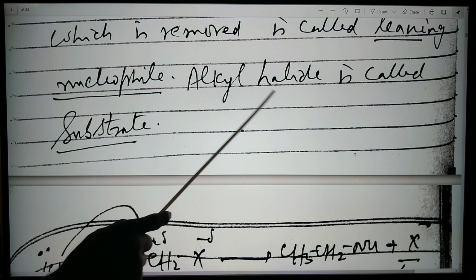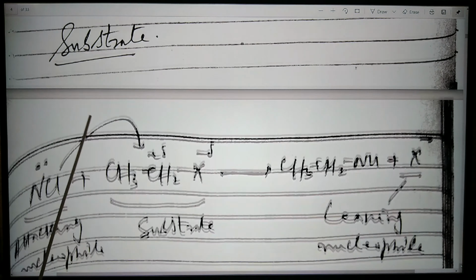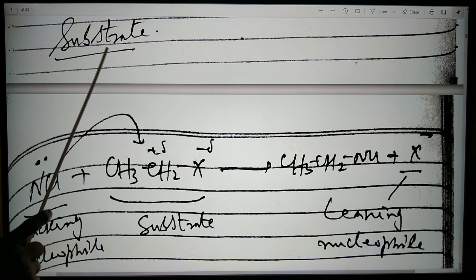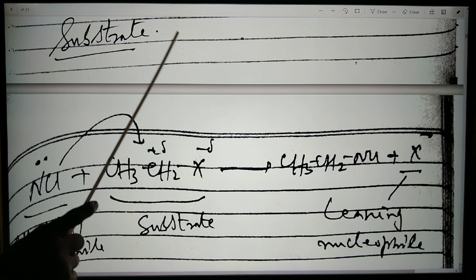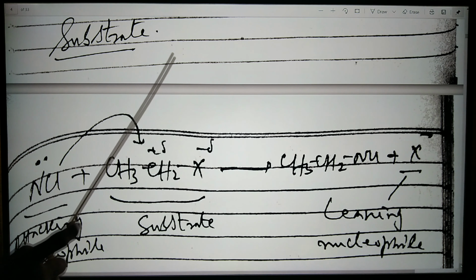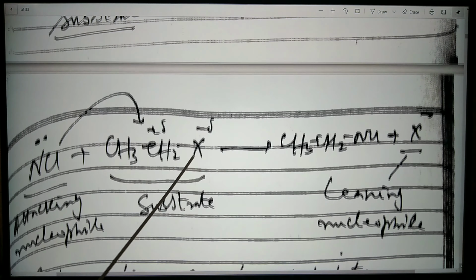And this alkyl halide is called the substrate. So we can say that now we will explain this RX as a substrate. The Cl or Br which is attached to the alkyl group is called the leaving group, and the nucleophile which is added and replaces the halide is called the attacking nucleophile.